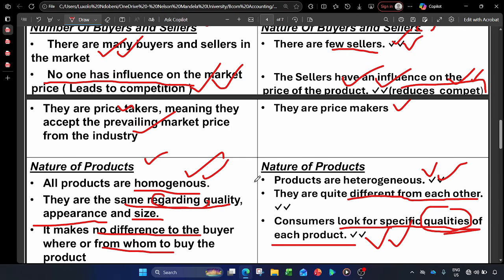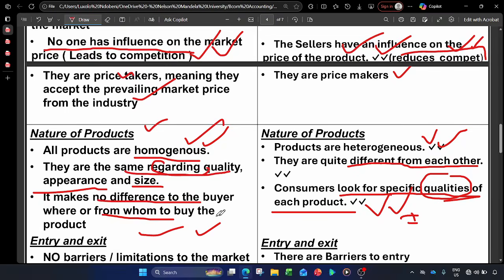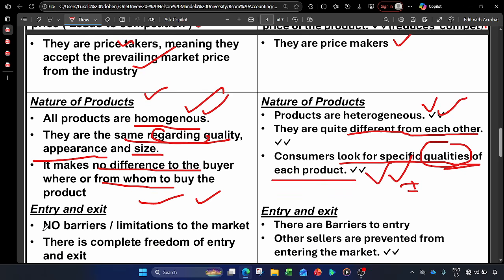So let's move to another characteristic. So entry and exit, there's a mark for that. Let's start with the perfect market. Remember guys, on our left side we have perfect market and this side is imperfect market, right? So free entry and exit on the perfect market, there are no barriers or limitations to enter the market, right? So that means there is complete freedom of entry and exit.